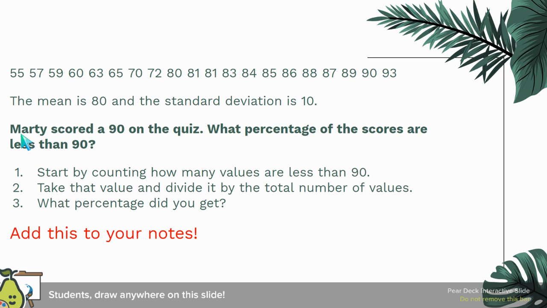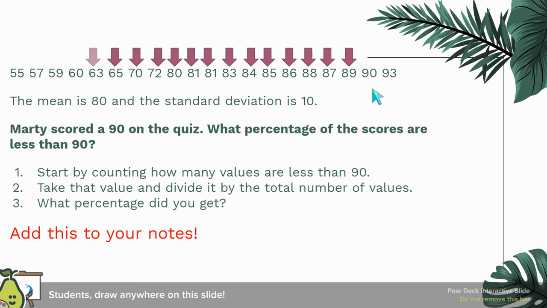Here's another practice problem. Marty scored a 90 on the quiz. What percentage of the scores are less than 90? Well, here's 90. How many scores are less than 90? Hopefully you counted 18. 18 values are less than 90.